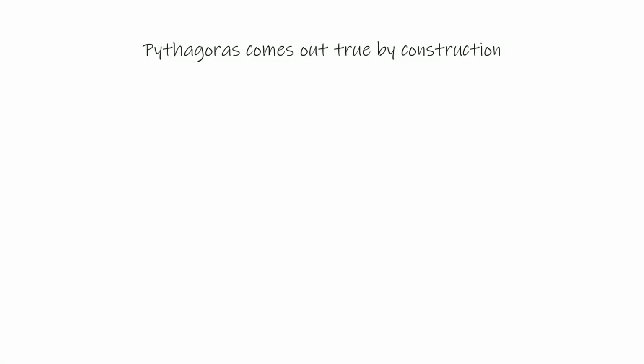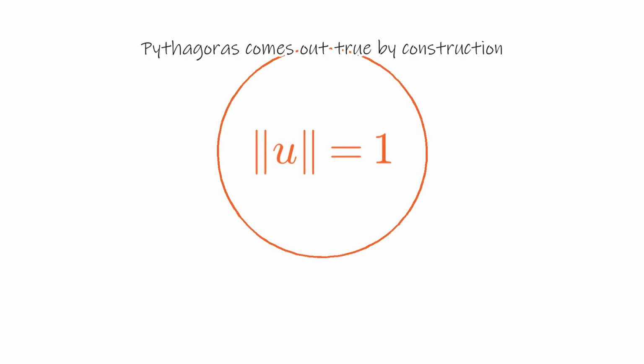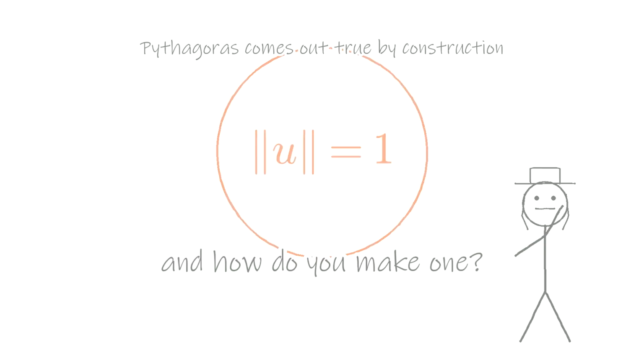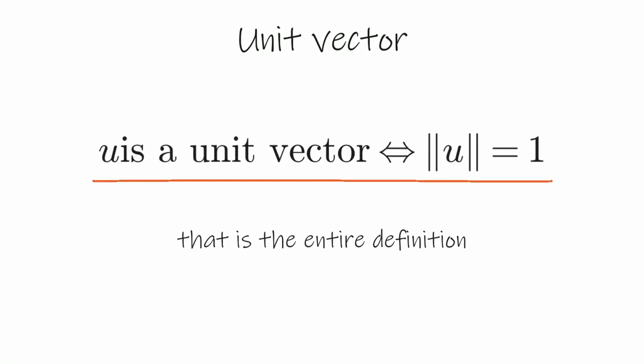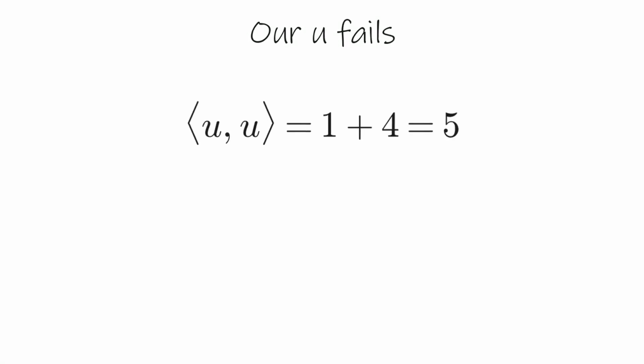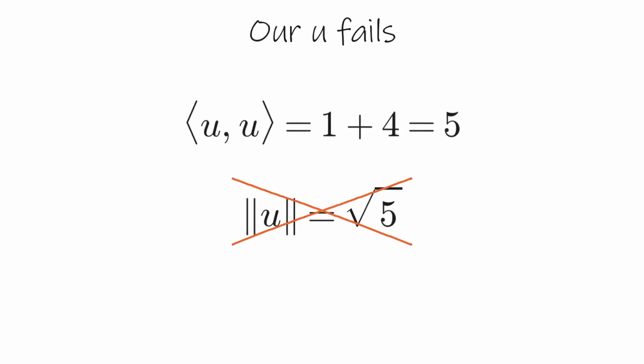If length is defined so Pythagoras comes out true, what's a vector of length exactly 1, and how do you make 1? A vector u is a unit vector, if and only if its length is 1. Our u, 1 and 2, fails. Its inner product with itself is 1 plus 4, so its length is the square root of 5.